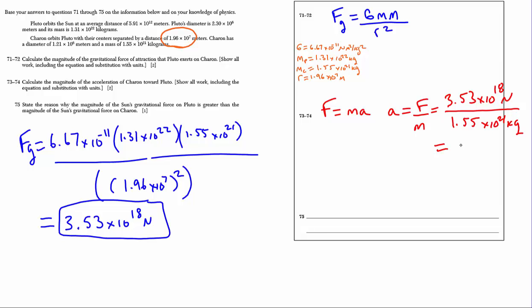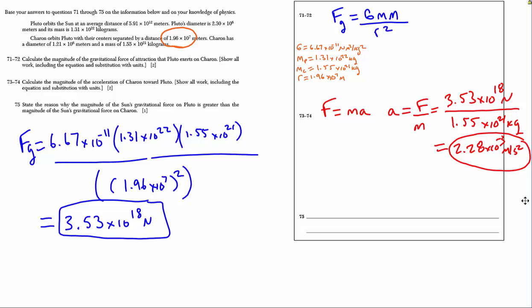And you will get a value, I better type this one on my calculator. You get a value of 2.28 times 10 to the negative 3. And it's acceleration, so it's meters per second squared. Again, to get both points, you need to have units and knowns and substitution, the original equation, and really everything that you can think of. Just get it down there.